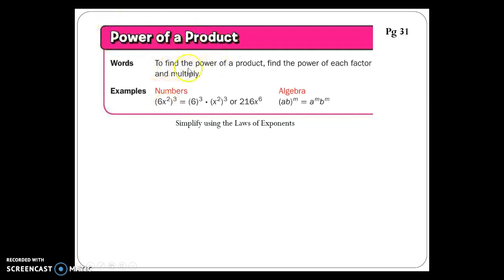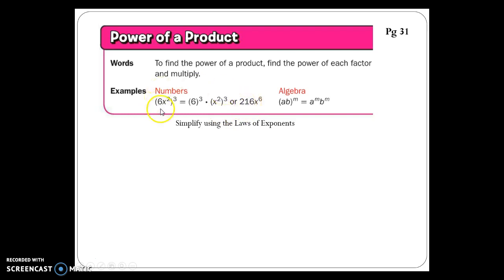Power of a product. To find the power of a product, find the power of each factor and multiply. So 6 is a factor, x squared is a factor. Now, to keep it a little easier today, we're going to let you keep 6 cubed as 6 cubed. We're not going to make you write it as 216.